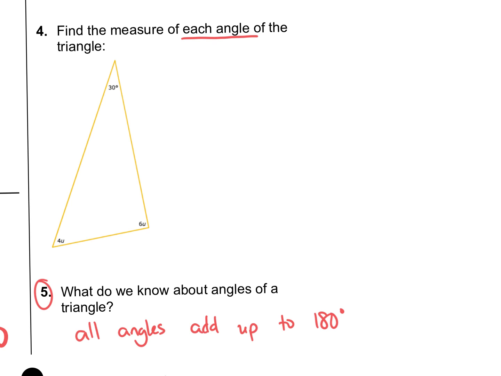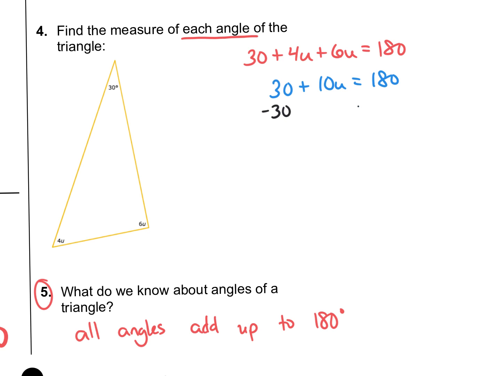So on this one here, again, what do we know about all the angles? They add up to 180. So what am I going to do to set up an equation? Because we're going to add all the angles up and set it equal to what? 180. Okay, so I'm going to take 30 plus 4u plus 6u equals 180. Took all 3 angles, added them together. So I'm going to combine like terms. So I get 30 plus 10u equals 180. What do I do from here?